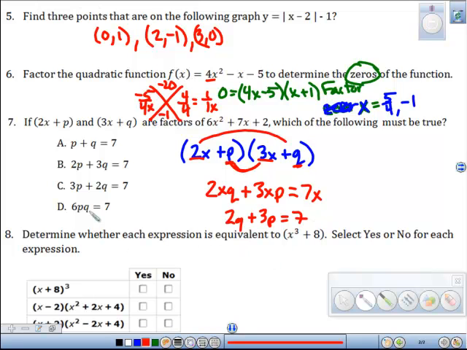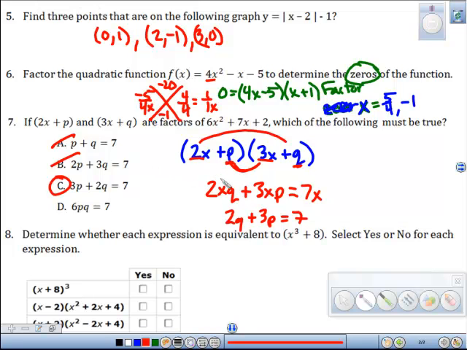And so let's see which one of these works. So 2q plus 3p equals 7. Bam. Okay. Oh, wait, hold on. Okay, so it's not this. Because it says which of the following must also be true, I'm not going to just settle with the first answer that I get. I'm going to double check that everything else is good. So here this says 2p. Okay, so that one's not right. Now this one is saying 6 times p times q.